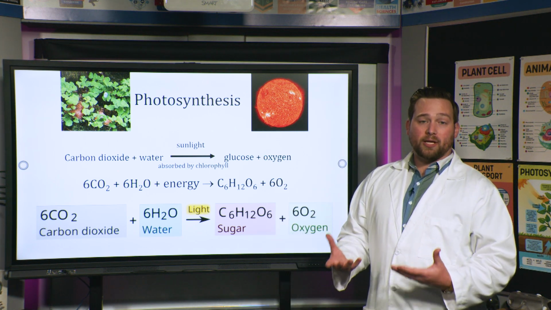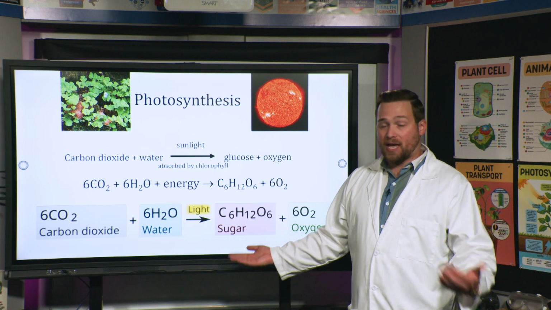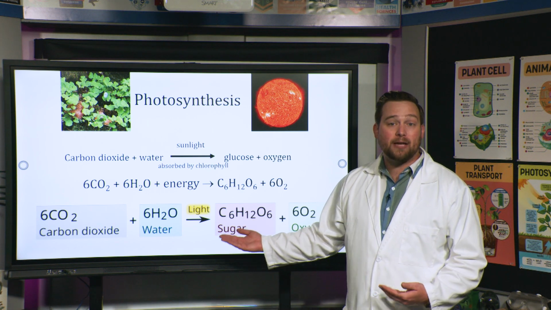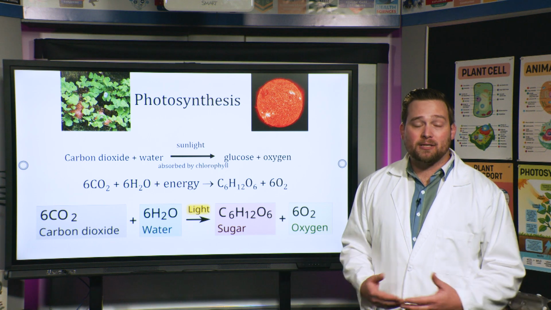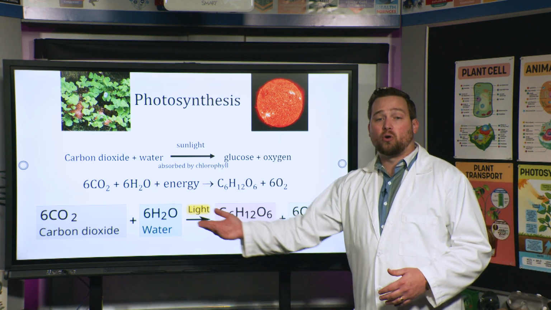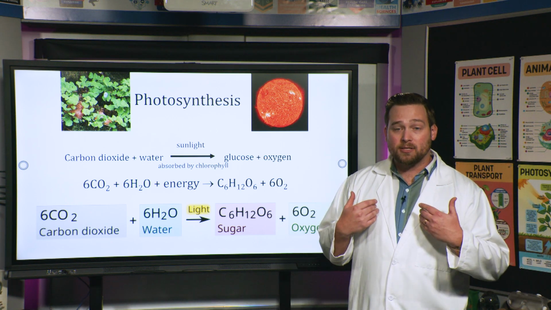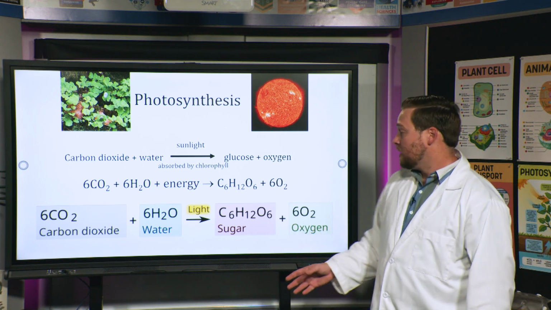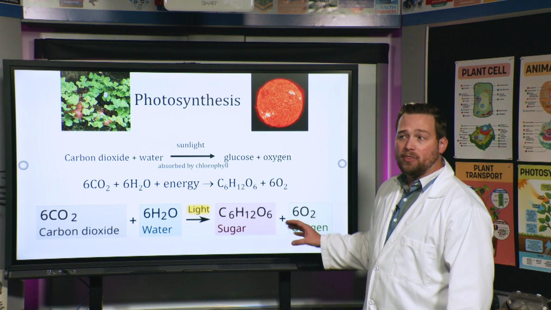Their whole goal here is to produce sugar. That's what they need. They need something to eat. The only thing they can really eat is sugar. So they're really trying to make sugar, and then oxygen is just a byproduct. They're not even trying to make it. It's just kind of a happy coincidence for us. Part of this whole process is that they make oxygen, and oxygen is super important for us, but the plants aren't doing it for our benefit. It's just a byproduct.